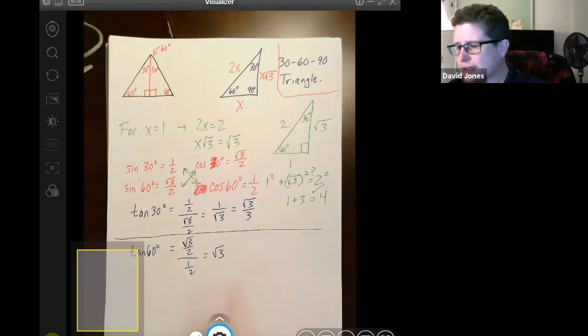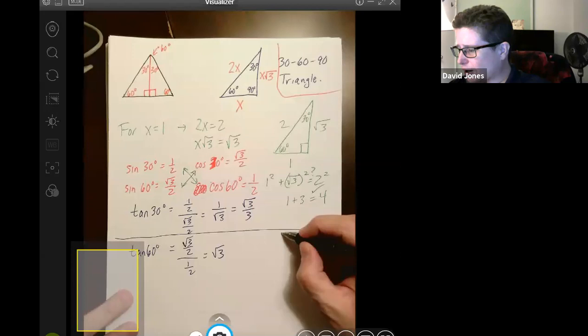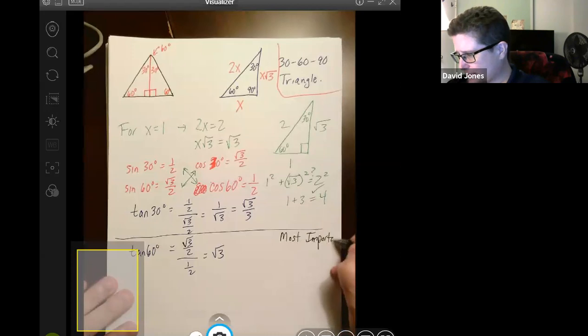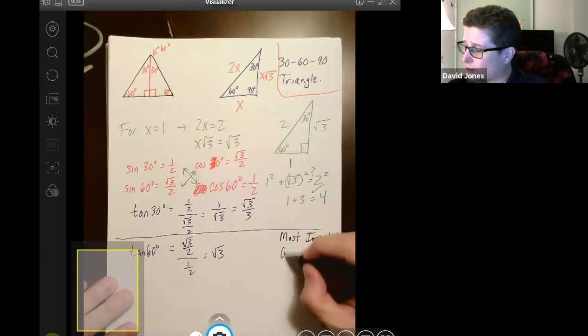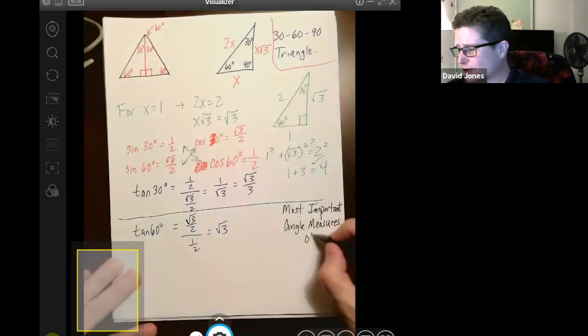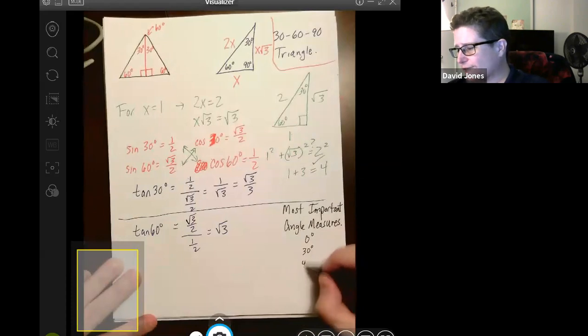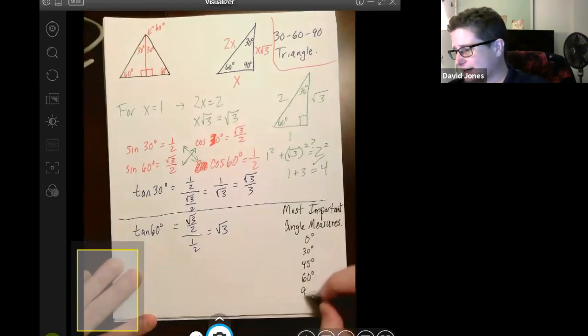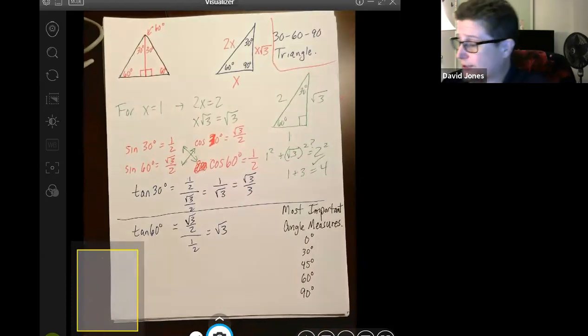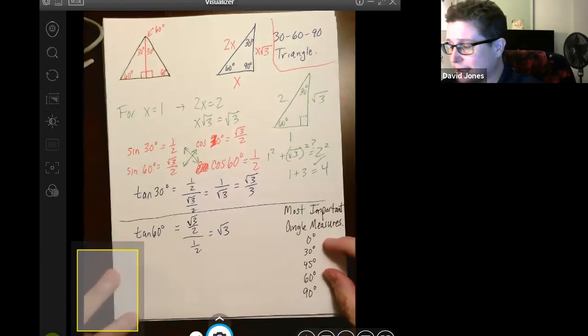Okay, we're going to use these on making a table in a little bit. These are all important. So 30 degrees are our most important angles, most important degrees, or angle measures. These come up commonly. 0 degrees, 30 degrees, 45 degrees, 60 degrees, 90 degrees. We already know 0 and 90 from quadrantal angles. We just looked at and found sine, cosine, and tangent of 30 degrees and 60 degrees.